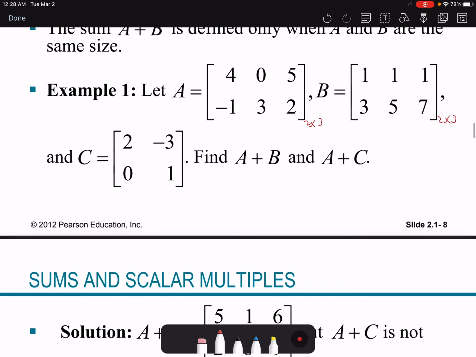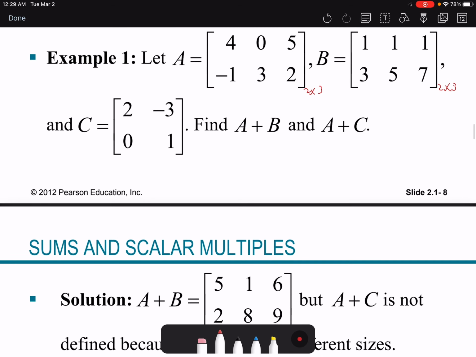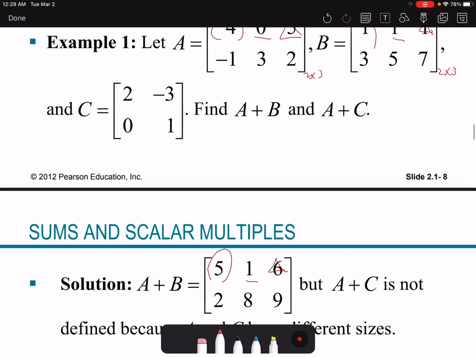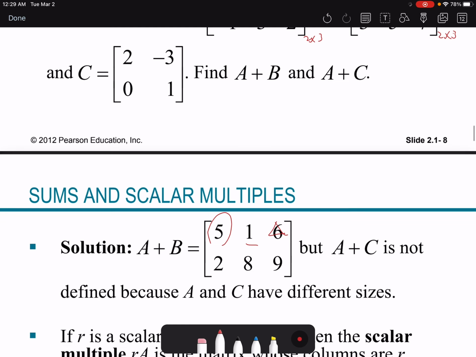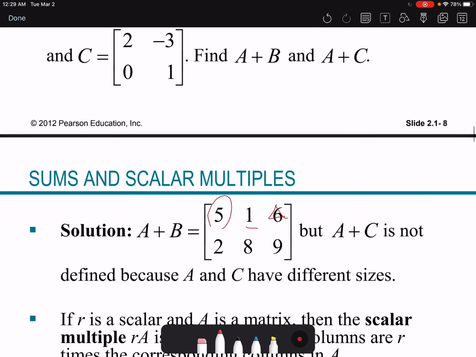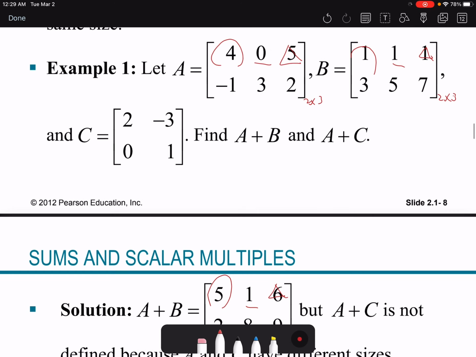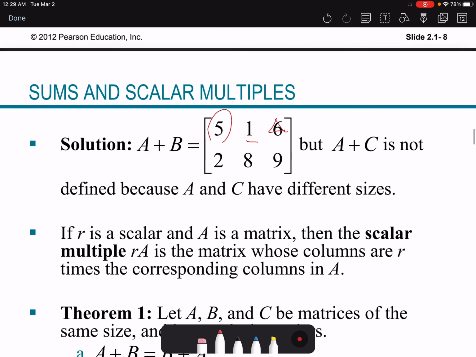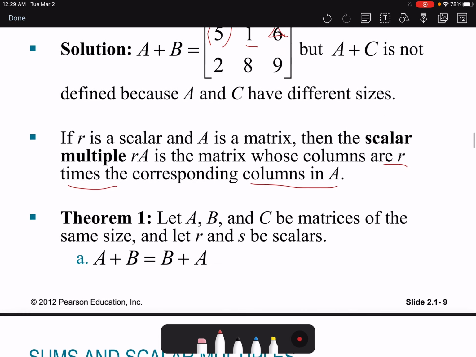So A plus B: 4 plus 1, you get 5. And 0 plus 1, you get 1. Finally, 5 plus 1, you get 6. The other entry values follow through as well. You cannot add A and C. Why is that? Because A and C are not the same size. If R is a scalar and A is a matrix, then the scalar multiple RA is a matrix whose columns are R times the corresponding columns of A.